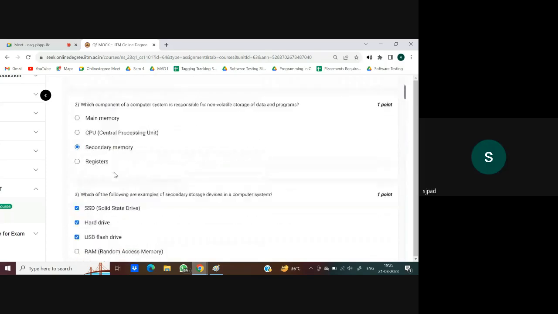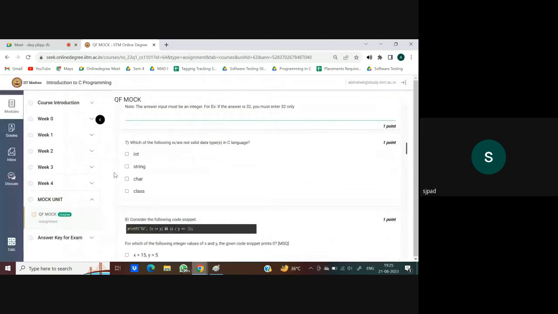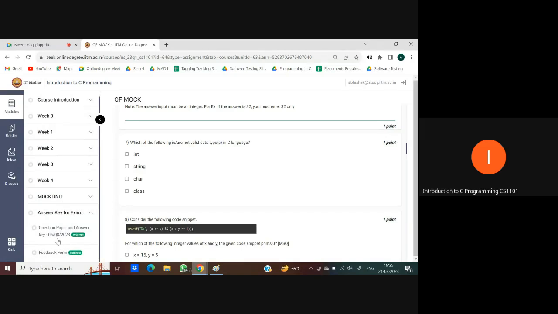Yeah, that really helped. Could we do the same thing for the exam itself? Which exam? I think the answer key for the exam, right? The one that happened on 6th of August. Okay, can I get it from here?